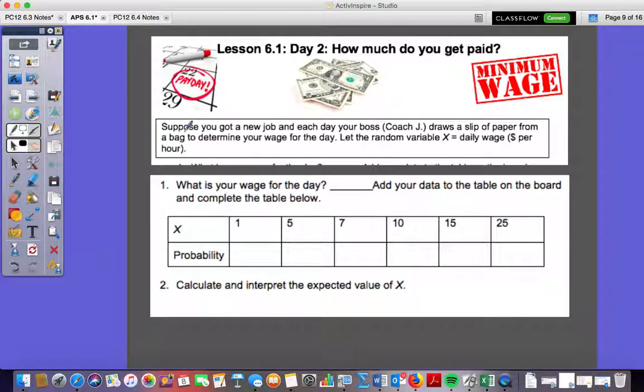In this probability model, what is the probability that an individual selected would have a wage of $1 an hour? 3 of 16 of us would actually be in the $1 category. So real quick, we're going to fill out this model here.